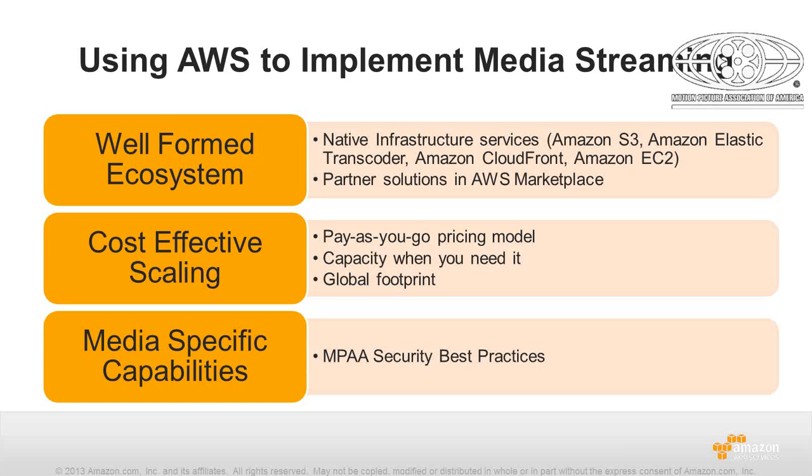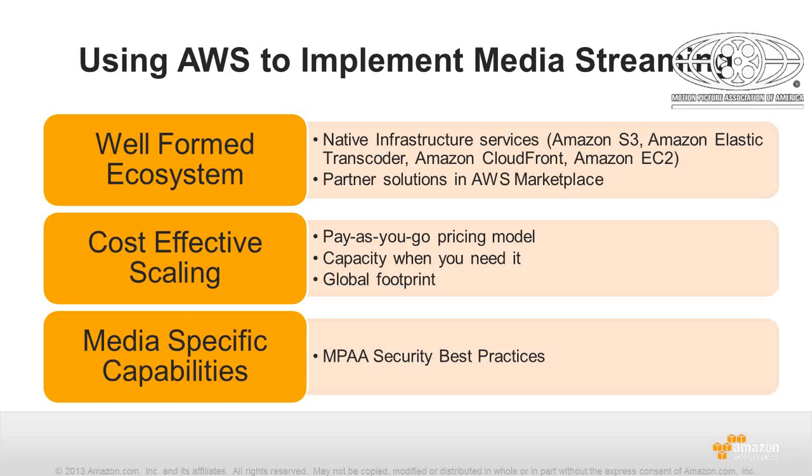So it's got the pay-as-you-go pricing model. You can scale the capacity as and when you need it, and then AWS has a global footprint with 9 regions around the world and 50+ edge locations with Amazon CloudFront, our content delivery service. And then finally, I wanted to talk a little bit about the media-specific capabilities that AWS has.